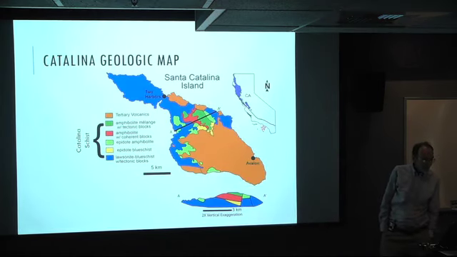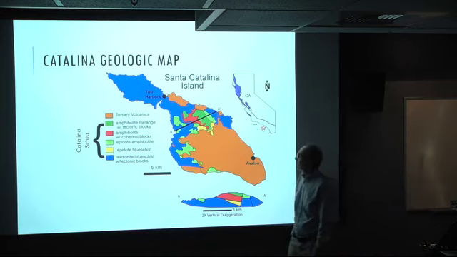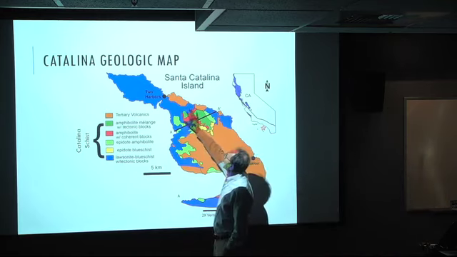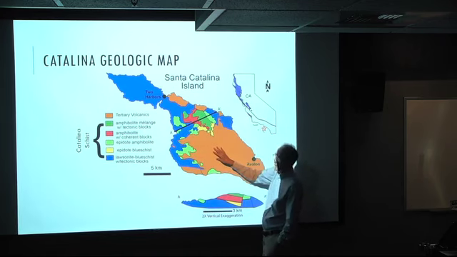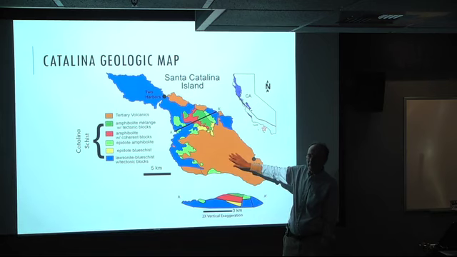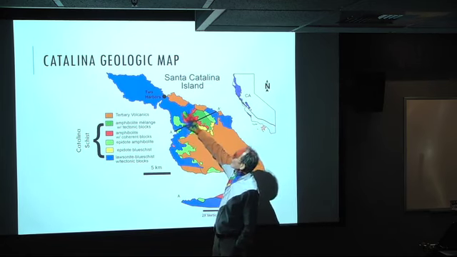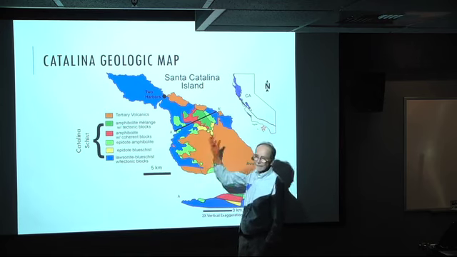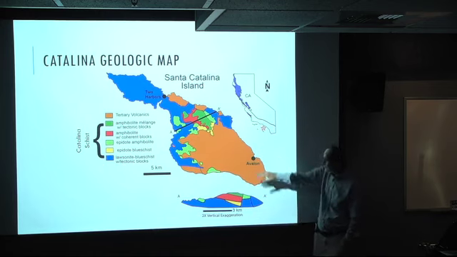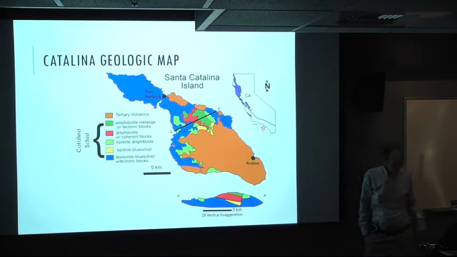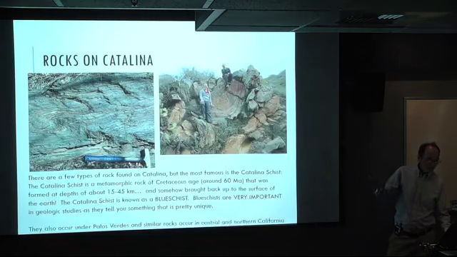So, here's a geologic map of Catalina. It basically consists of two types of rocks. These colorful rocks are metamorphic rocks, and these brown rocks are younger volcanic rocks formed from a melt. So these are older metamorphic rocks that were cut later, intruded by this volcanic succession. Now, these rocks on Catalina are very peculiar.